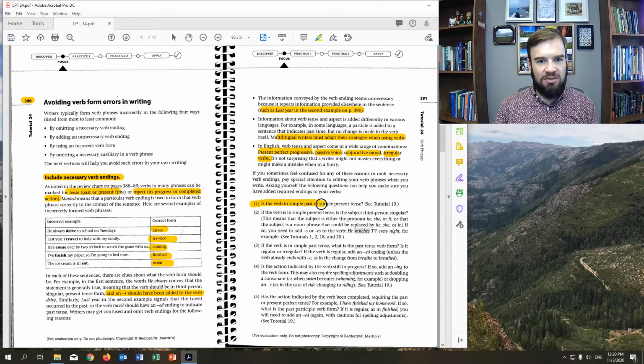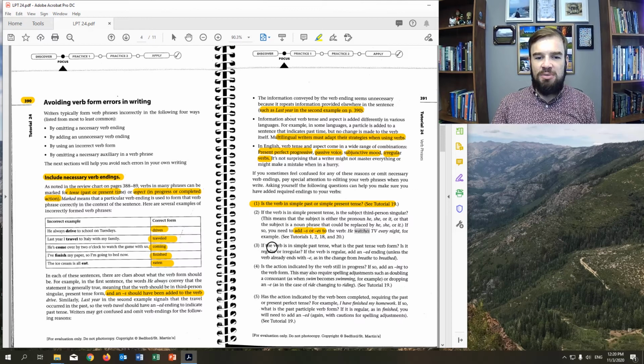1. Is this verb in the simple past or simple present tense? 2. If the verb is in the simple present tense, is the subject third person singular? This means that the subject's either he, she, or it, or that the subject's a noun phrase that could be replaced by he, she, or it. If so, you need to add s or es to the verb. He watches TV every night, for example.